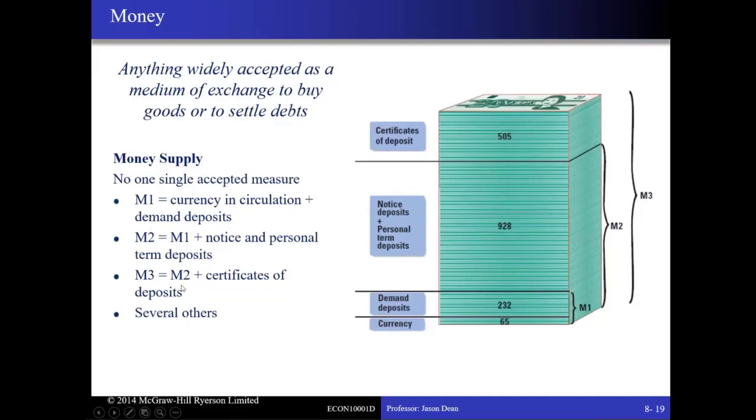I've seen some with Canada savings bonds in them, or traveler's checks. I don't think anyone uses traveler's checks anymore. So it depends on the textbook, right? There are lots of differences and slight adjustments in these definitions. But the first one is always pretty much the same. It's currency in circulation and demand deposits.